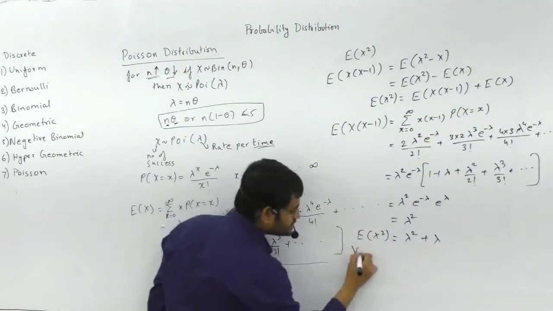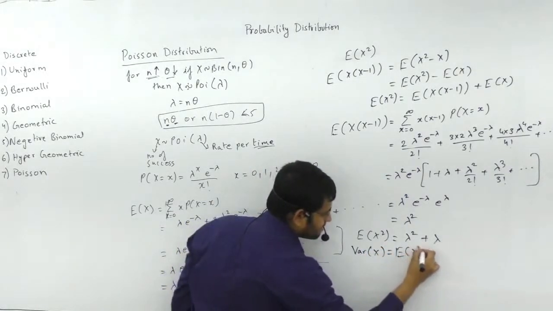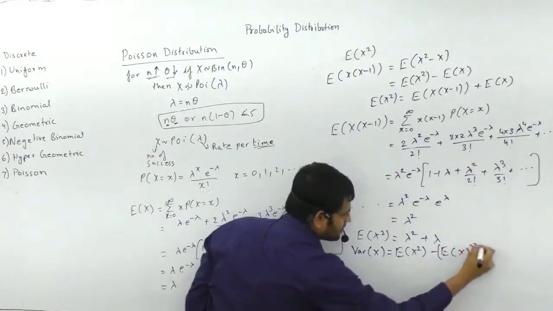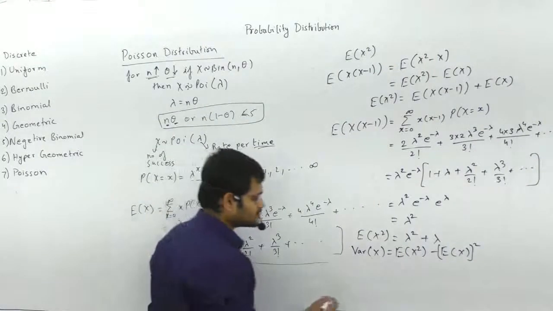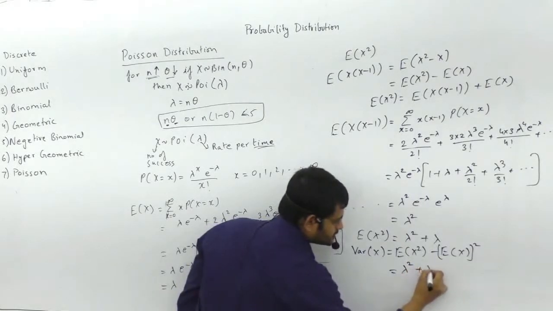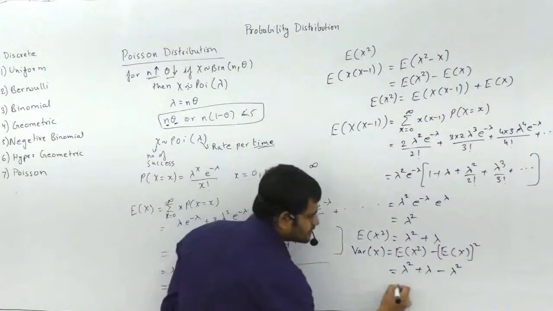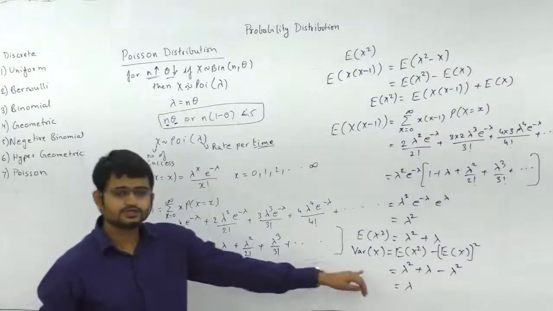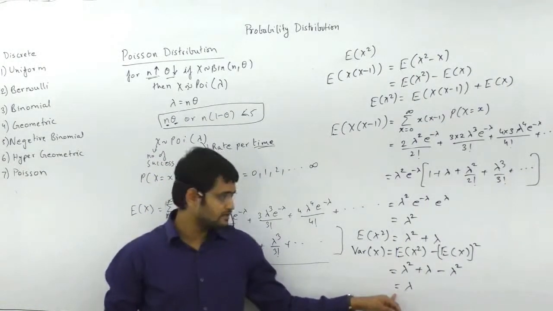And what would be our variance? Variance would be expected value of x square minus the whole square of expected value of x. That is lambda square plus lambda minus lambda square, that is nothing but lambda. So for a Poisson distribution, the variance is equal to its expected value.